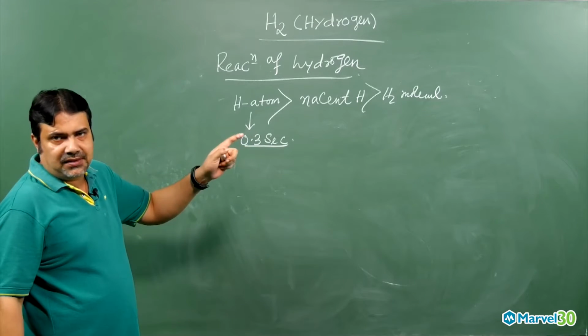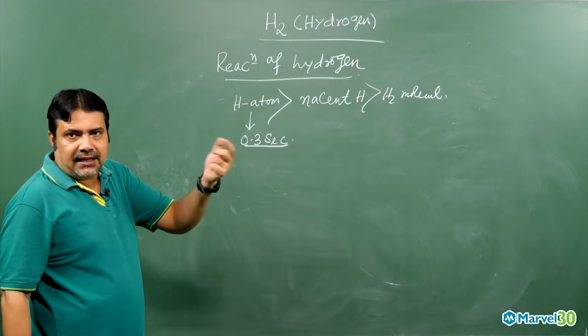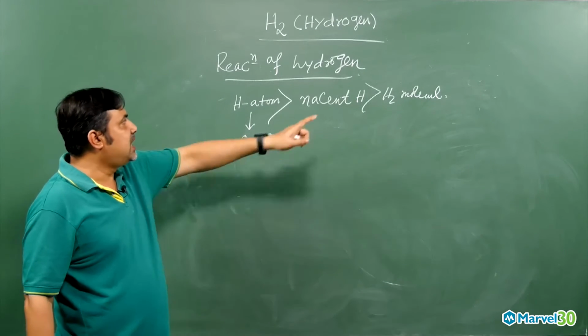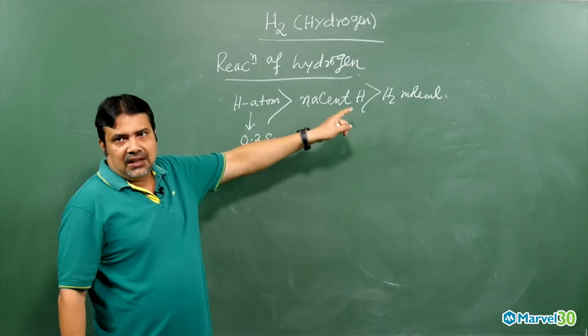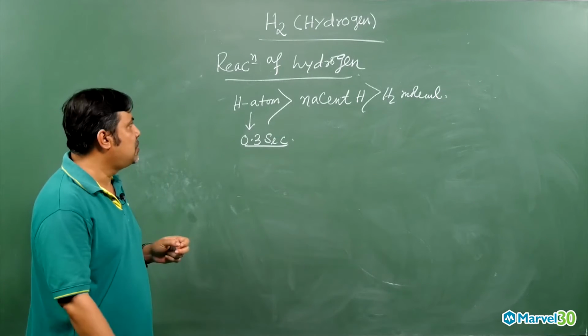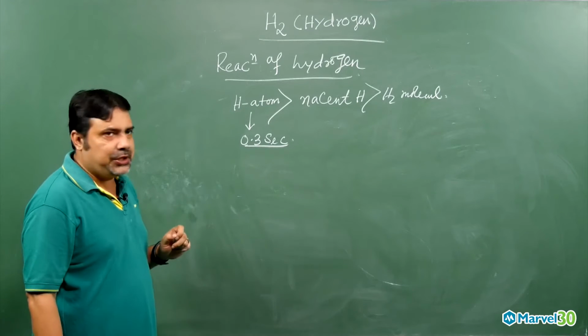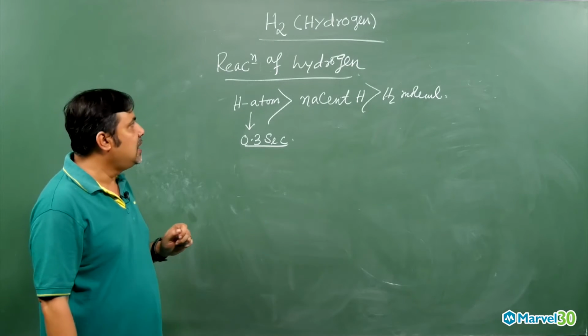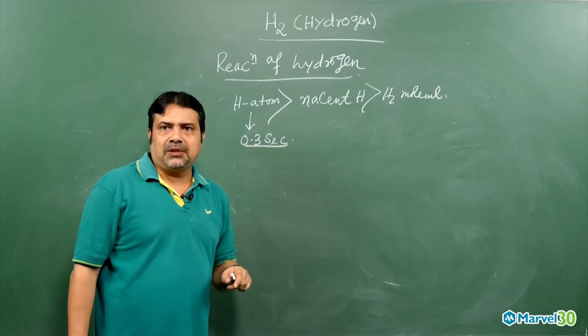Nascent hydrogen means whenever the hydrogen is coming out directly from the reaction, that is called nascent hydrogen. So a just produced hydrogen atom is called nascent hydrogen. So hydrogen atom reactivity will be more compared to nascent hydrogen, and nascent hydrogen is greater than hydrogen molecule.